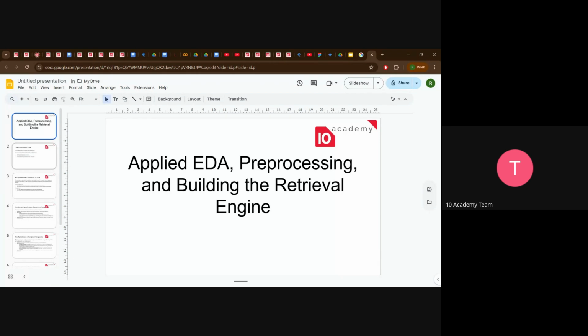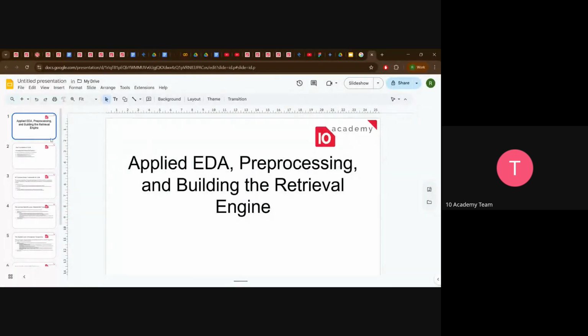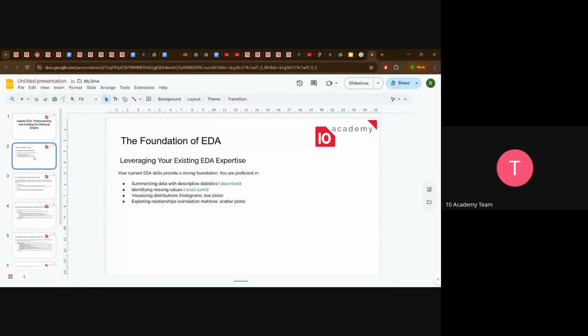We are already familiar with EDA and how to do EDA, the purpose, and what types of EDAs we need to do. But today we will try to relate this concept to using EDA for chats, for RAG, or for different types of retrieval engines. So what could be the difference between the normal EDAs that we do and the applied EDA?